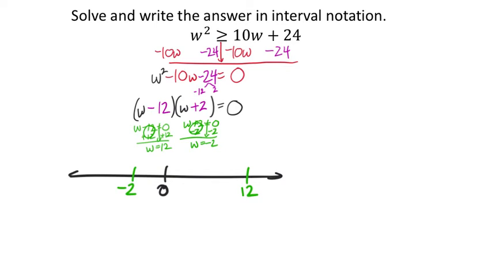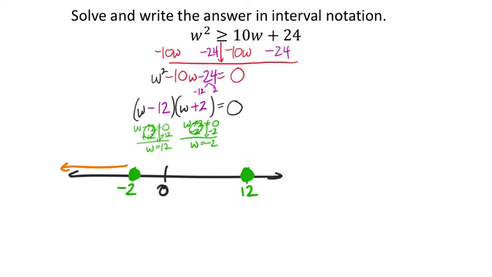What I see up here at the top is the inequality, and now this is the part that's important as well: the inequality shows that it's equal to, which means that these will be closed circles at negative 2 and 12. So now that I have that, I have some intervals to check.